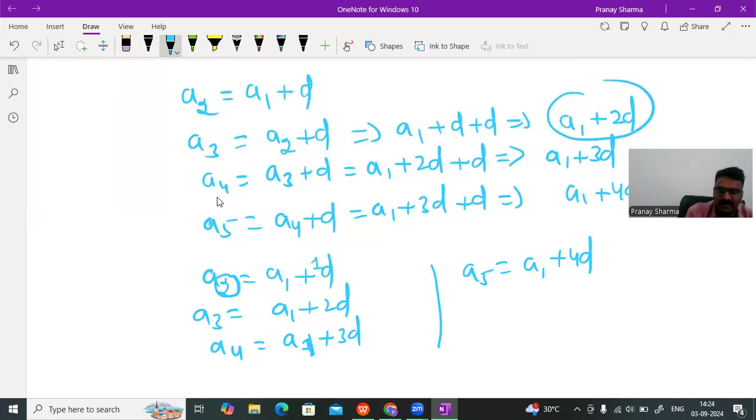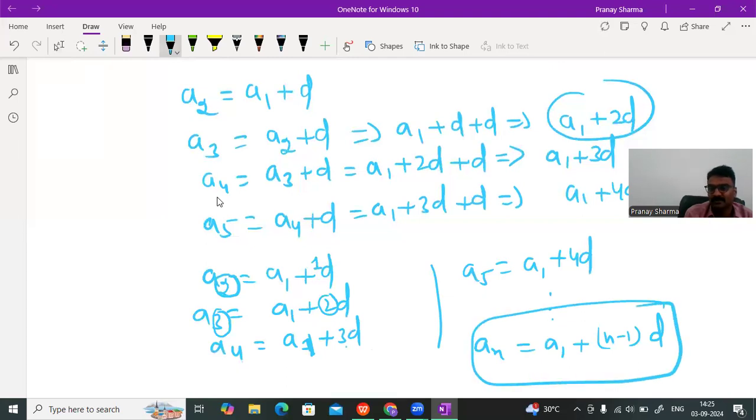If you observe, the first term is common across, but for the second term the difference is getting multiplied with 1. For the third term, the difference is getting multiplied with 2. For the fourth term, the difference is getting multiplied with 3. Fifth term, the difference is getting multiplied with what? 4. So for the nth term, A1 will remain the same. This difference will be getting multiplied with n minus 1, d. Whatsoever the value of n that we have, it should come here. So this is nothing but the general term of an AP.